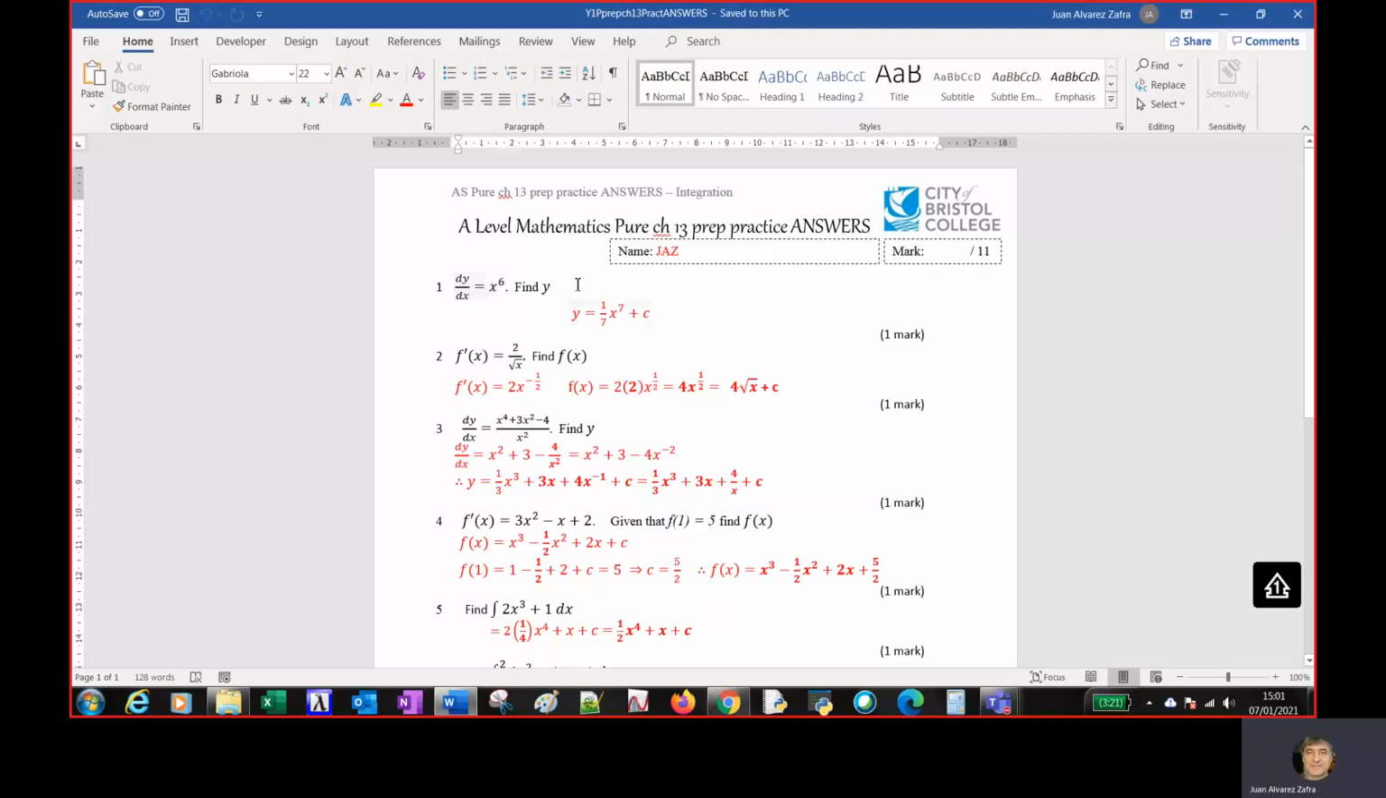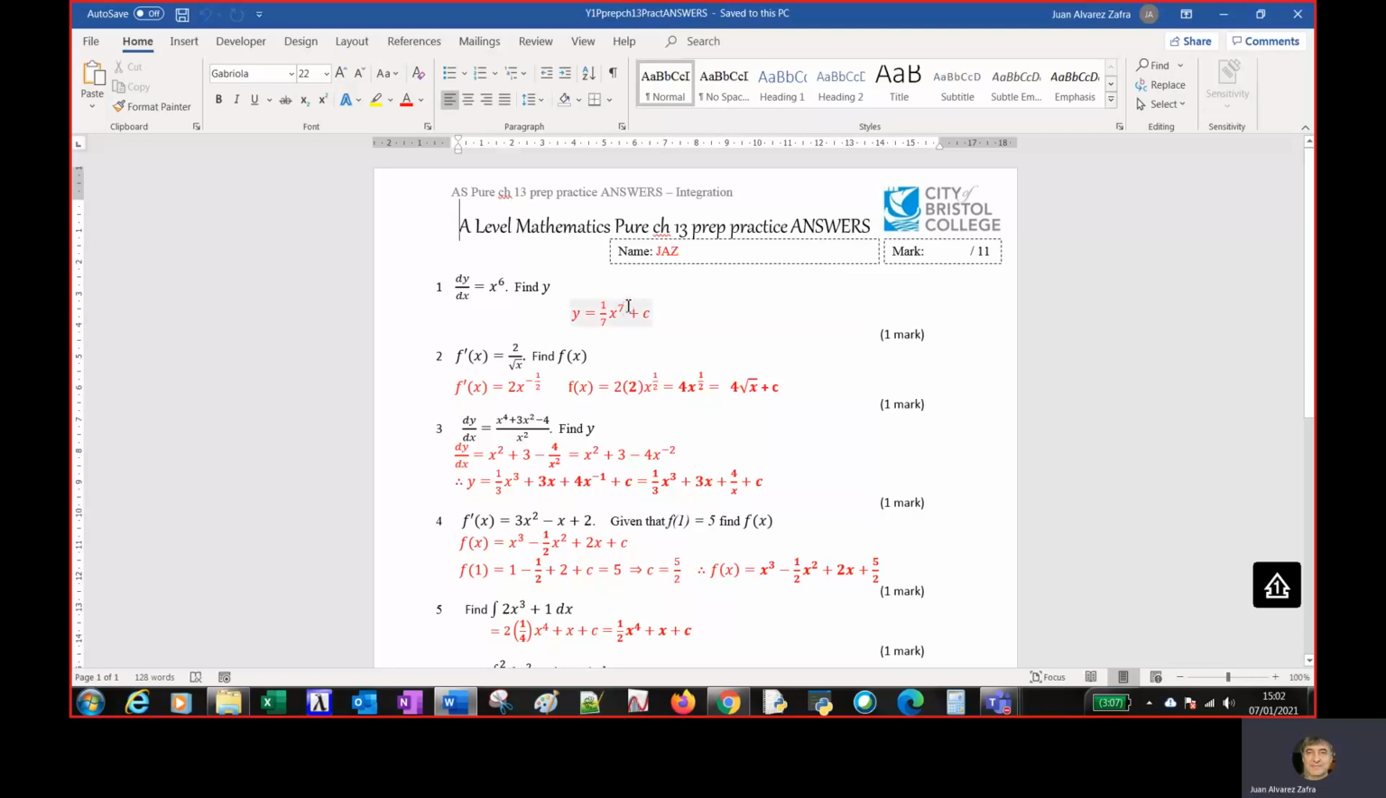So x to the 6 adding 1 to the power becomes x to the 7. And then dividing by that new power, we get 1/7. I prefer to multiply by 1/7 than divide by 7, but it's the same thing. We need a plus c because actually, if I differentiate 1/7 x to the 7 plus anything, like 2 or 7 or minus 6.3, they all differentiate to x to the 6. So when we integrate, we need to say it's a family of curves, all of which are 1/7 x to the 7 plus any constant.